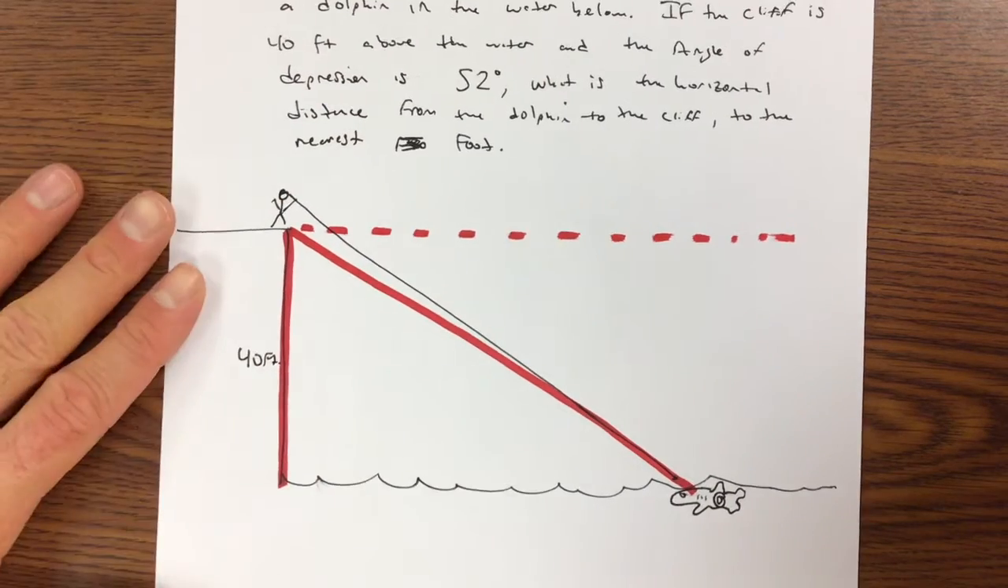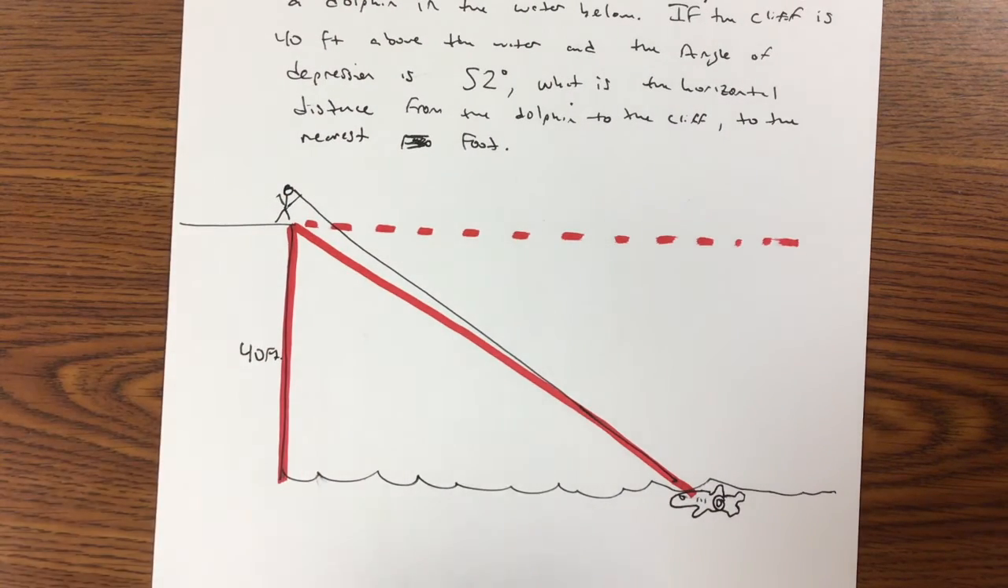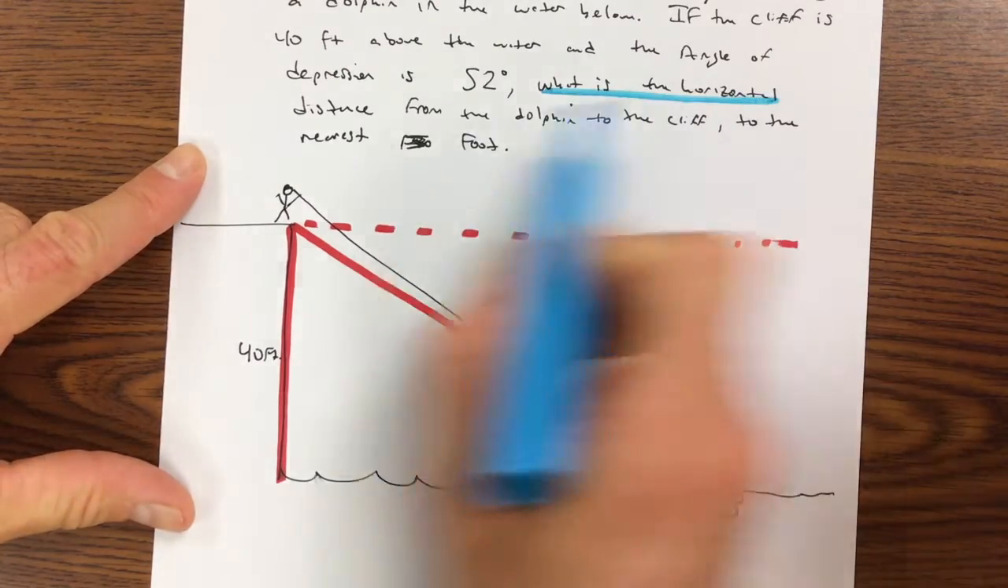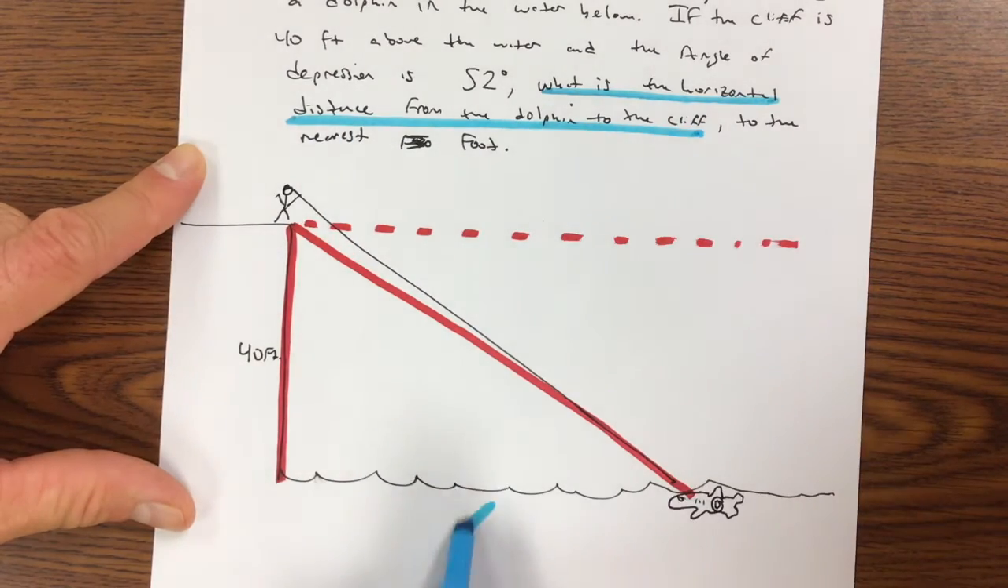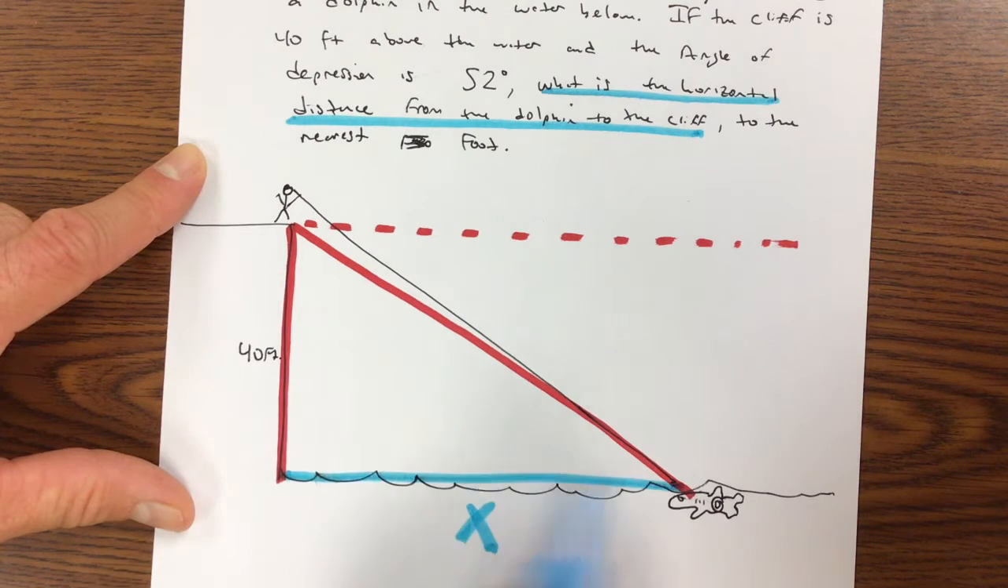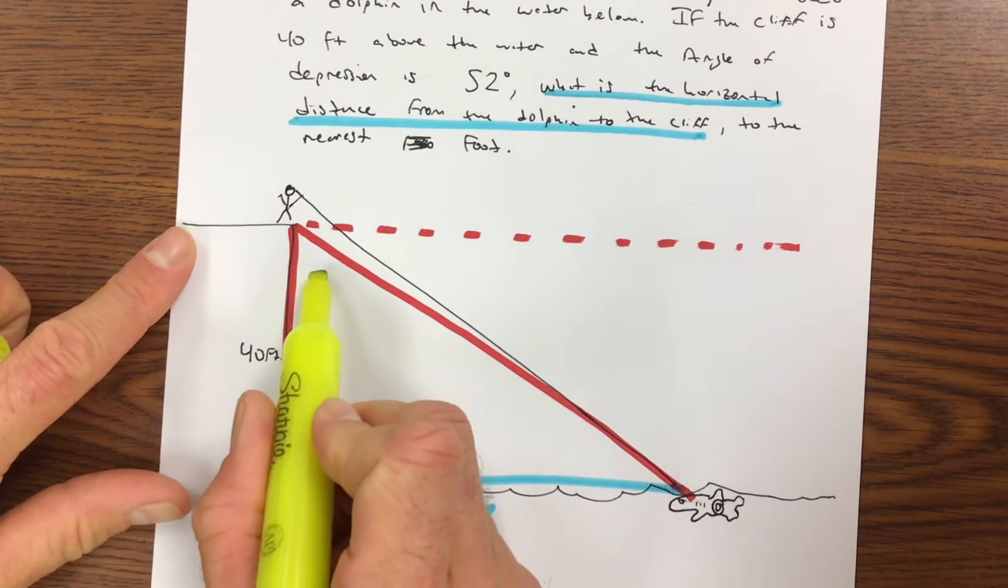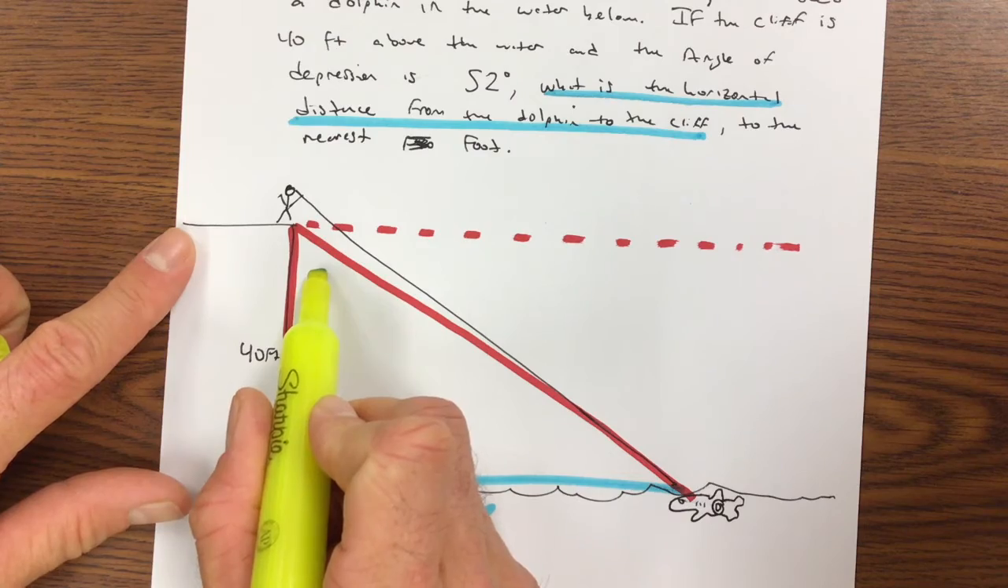40 feet. Go ahead and get the angle of depression. Actually, no, let's hold off on that. We need to find the horizontal distance from the dolphin to the cliff, which once again, we need to find this distance, right angle right there. Now, don't do this. You're gonna want to put 52 degrees right there, and that's game over.